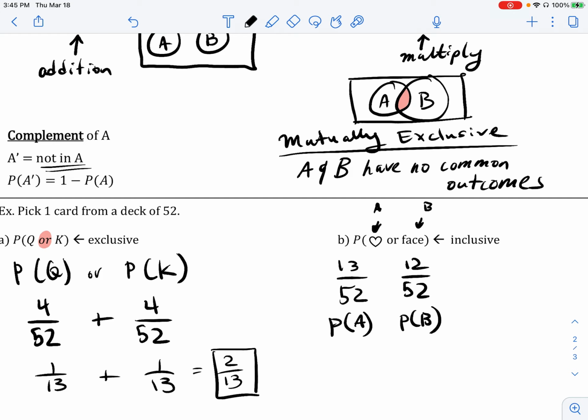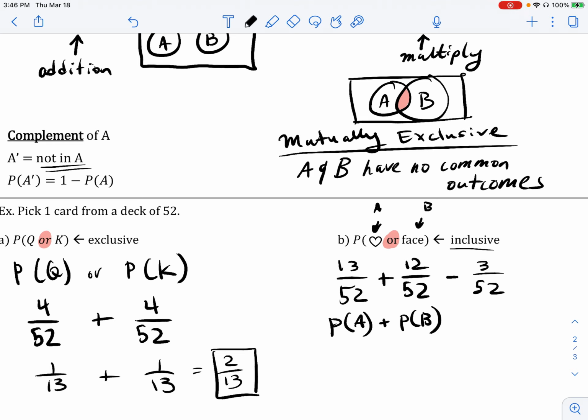So the fact that it says or means I'm going to add these up. The fact that I have or written there means I'm going to add those two probabilities up. However, not so fast. Notice, this time we have an inclusive situation, meaning there are some face cards that are also hearts. And so I'm going to subtract the cards that are both faces and hearts. If I don't subtract this, I am double counting those cards that are both hearts and faces, so I'm increasing a probability artificially. That's not right. So I have to subtract at least one instance of those cards that are both faces and hearts, so that I don't double count.